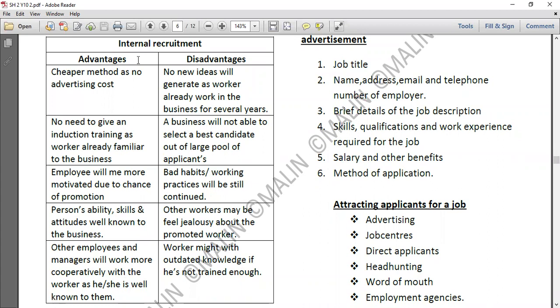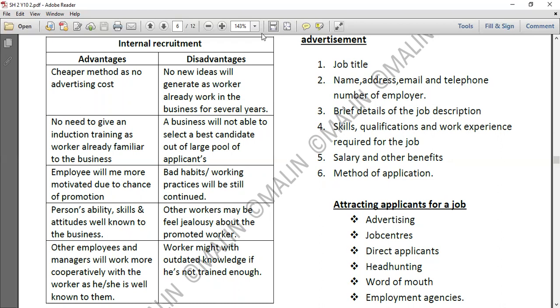However, the disadvantage of internal recruitment is that there are no new ideas generated because the existing members bring no new blood. A business will not be able to select the best candidate out of a large pool because there are a small number of people internally, so they will not be able to select the best of the best. And bad habits and working practices can be continued. Other workers may feel jealousy and resentment if they are not getting the promotion, and the promoted worker might sometimes have outdated knowledge, not trained enough. This is internal recruitment. You can see the advantages and disadvantages in my short notes.